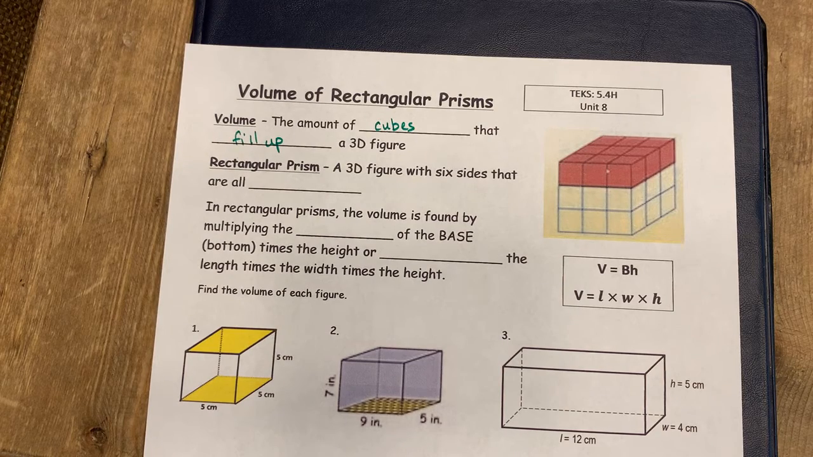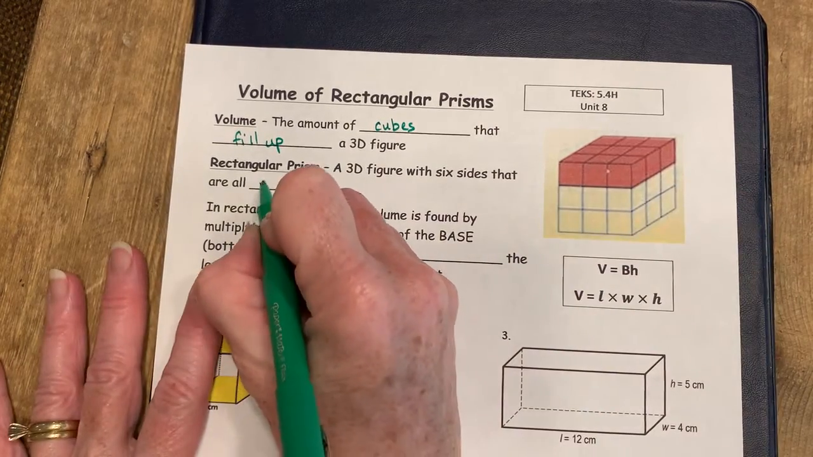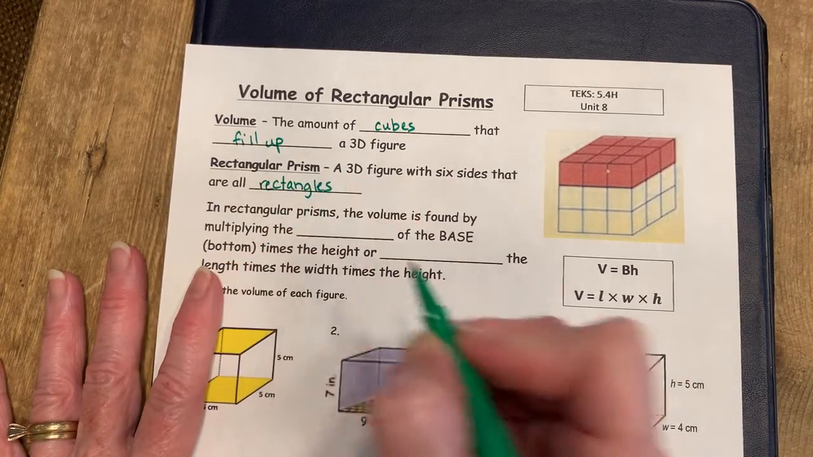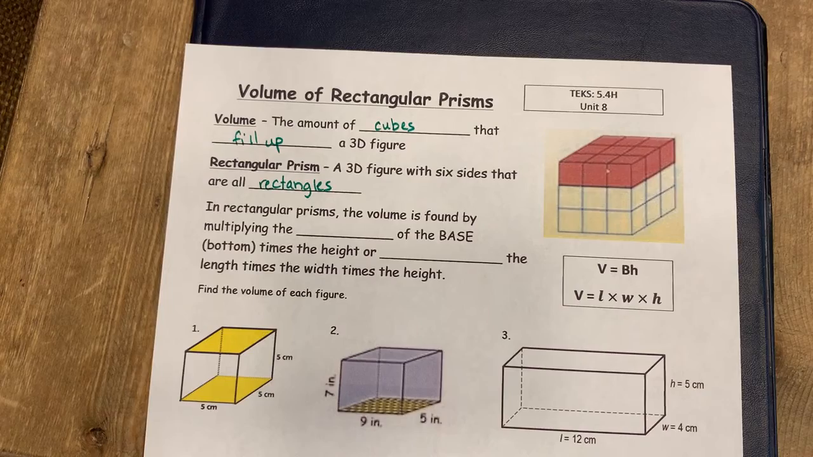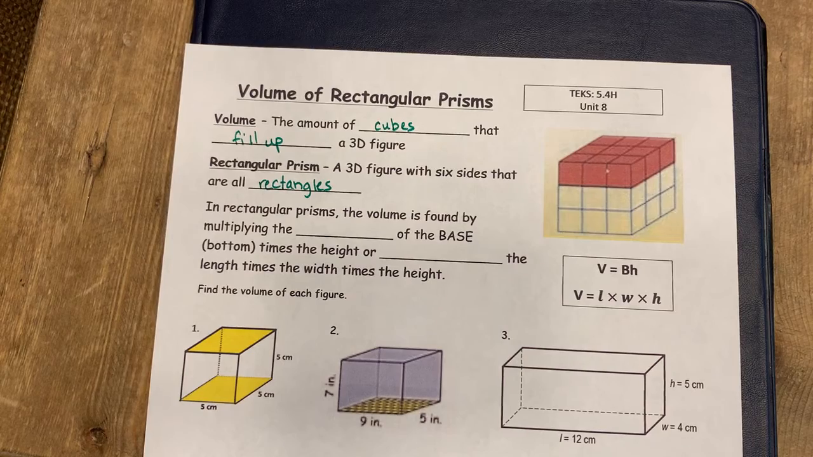We specifically are looking only at the volume of rectangular prisms, so we also need to know what that is. A rectangular prism is just a 3D figure that has 6 sides that are all rectangles, or I should say rectangles or squares, but really squares are just special types of rectangles, so it's the same thing.